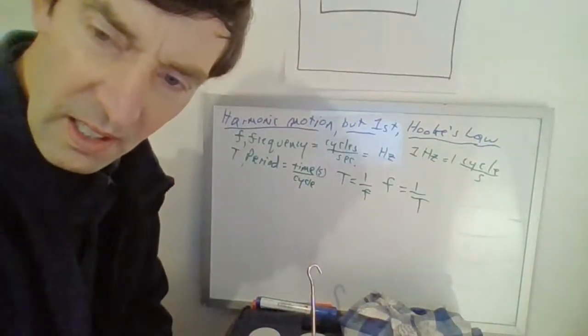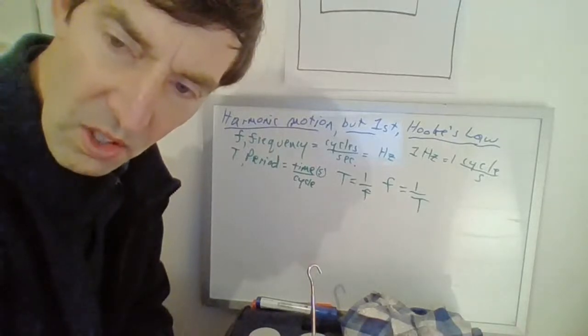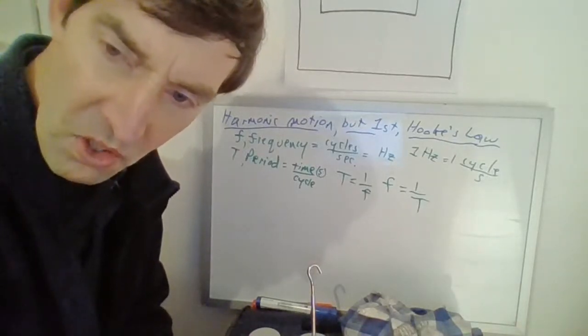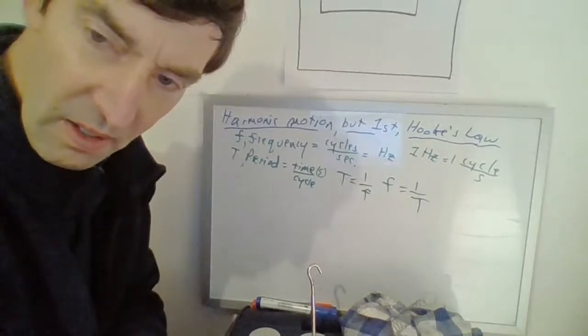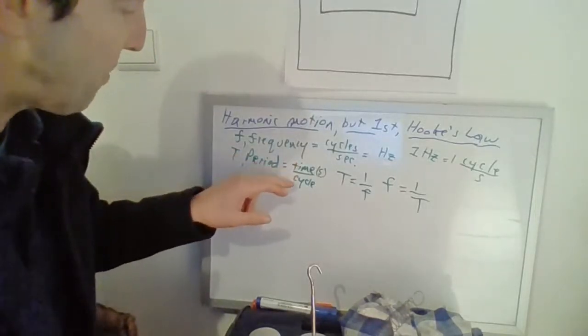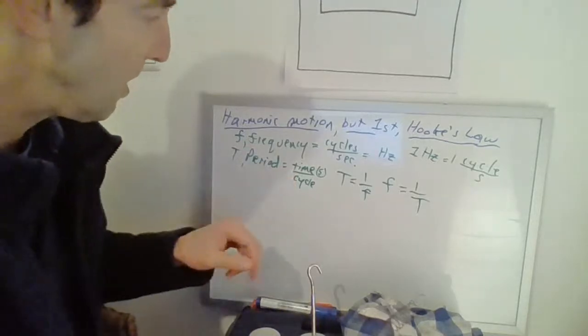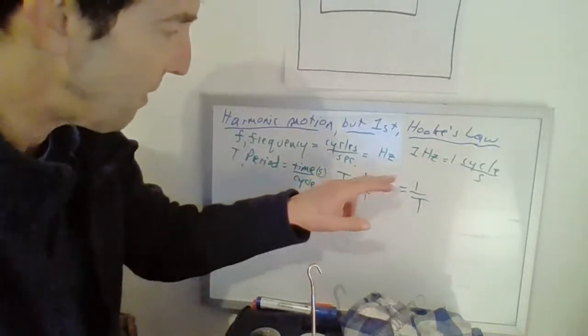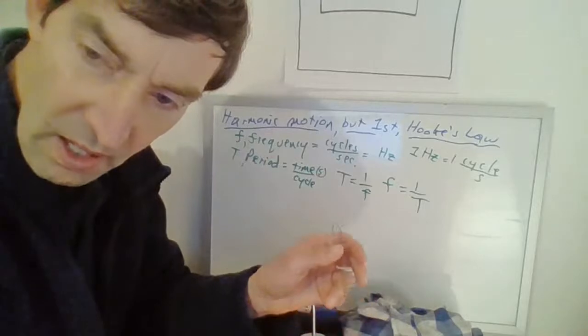Aunt Sophie, I don't know what your question is either. I don't know what P over P means. So the period is in seconds, the time for 1 cycle. And T equals 1 over F, F equals 1 over T. Okay, let's come back here.